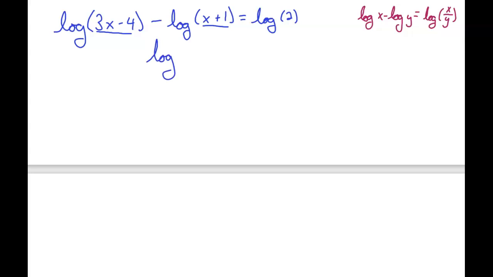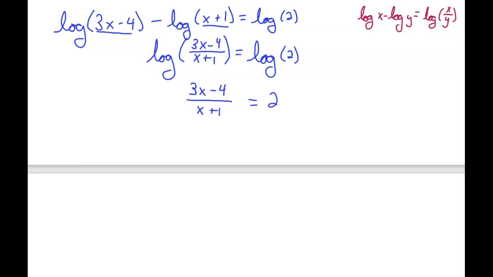So I will get log of, remember, anything with the plus out front will go on the numerator. So 3x minus 4 will go on the numerator, and the one with the negative sign sitting out front will go on the denominator, so the x plus 1 goes on the denominator. That is equal to my log of 2. Now I have a single log equal to a single log. So now my arguments do equal each other. So I have 3x minus 4 divided by x plus 1 equals 2.